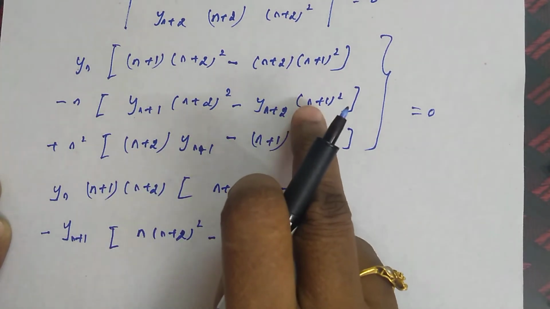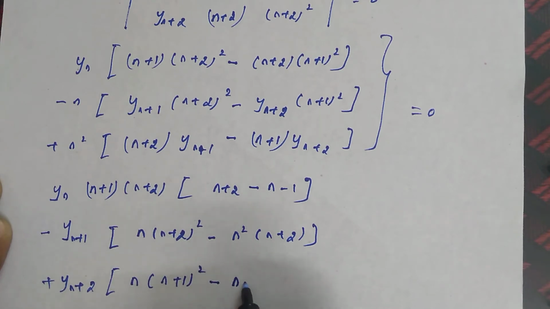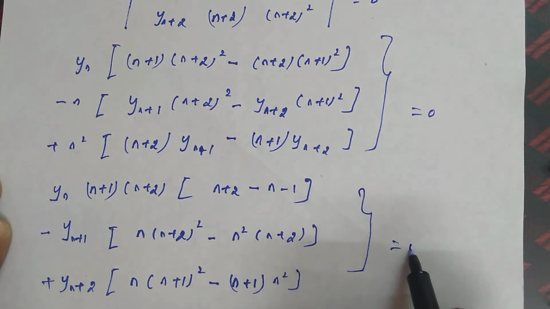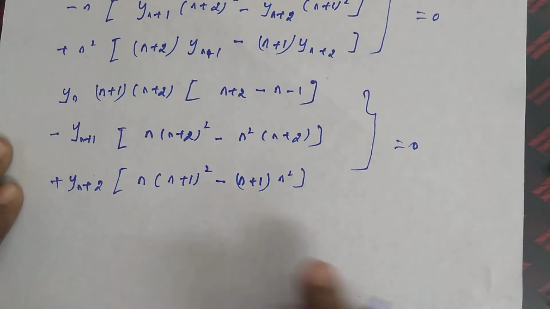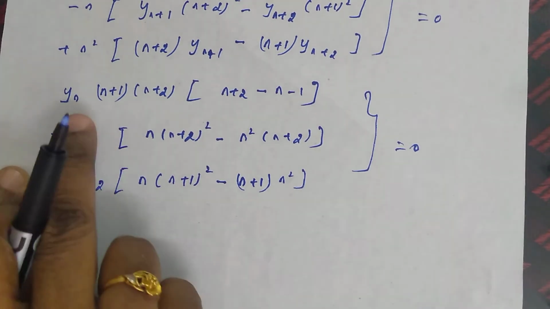And the next one is y(n plus 2). Then plus y(n plus 2) into, write the remaining, n into n plus 1 the whole square minus n plus 1 into n square. So we have arranged the terms in y(n plus 1) and y(n plus 2). Now we are multiplying that.